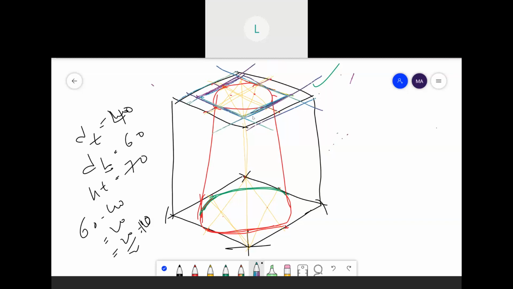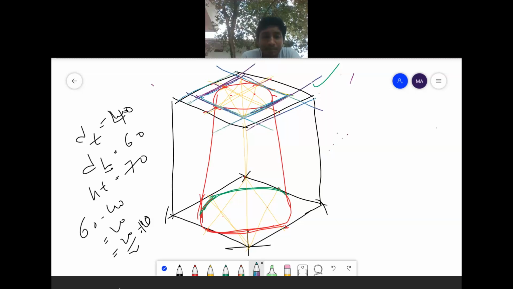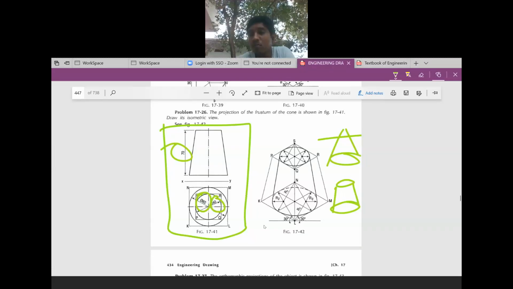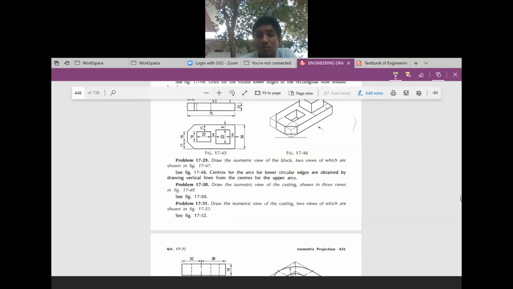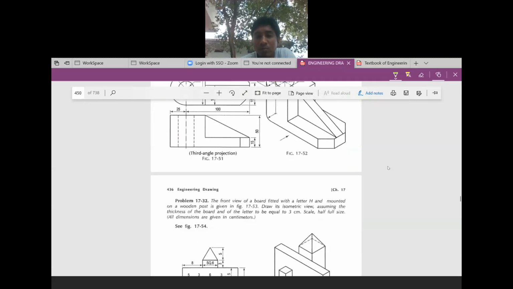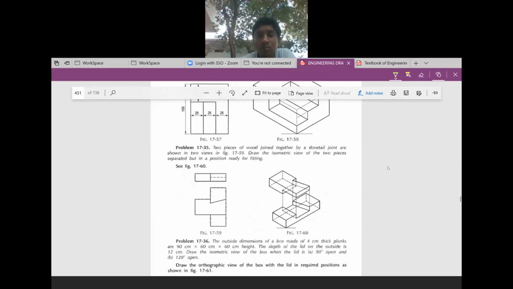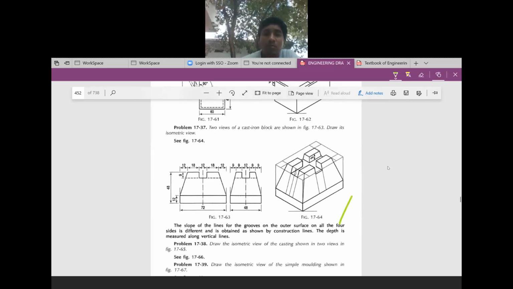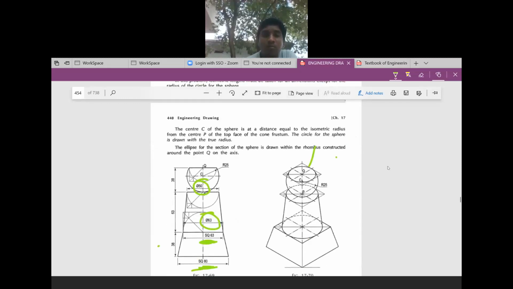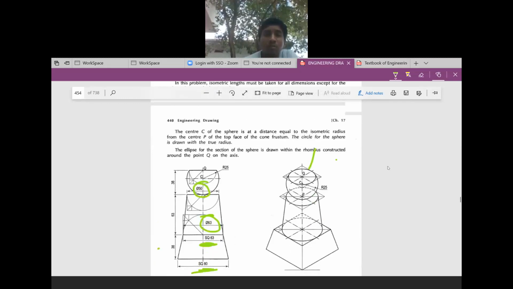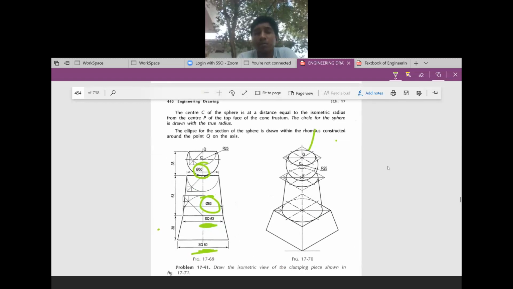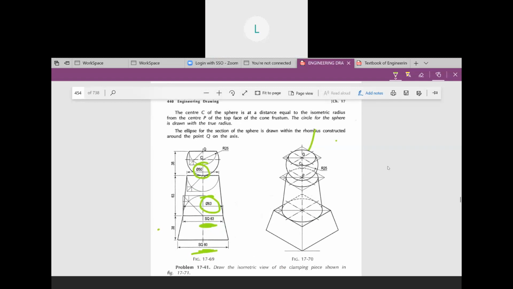Can we move to the next problem? Okay, I will explain this problem in the last. Before that, we have one more problem here.